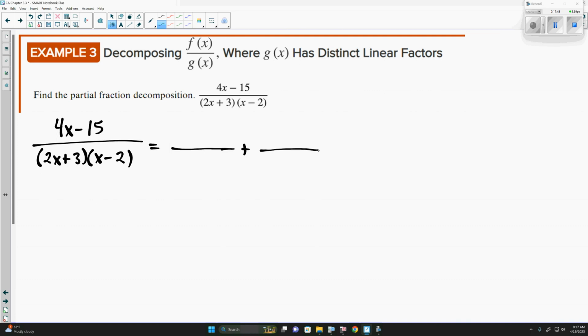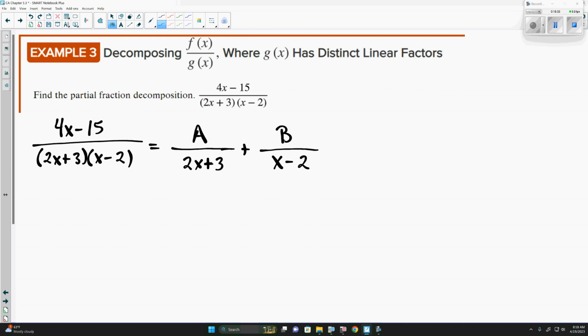Now, because we have 2 factors in the bottom of the fraction, we will have 2 fractions. The first denominator will be 2x plus 3. The other denominator is going to be x minus 2. Now, on top, we will have a, and then we will have b. Now, we don't do ax or bx because the degree of the bottom of both of these fractions is 1, so the degree of the top should be 0. We shouldn't have an x. And this so far is the same thing we've done.